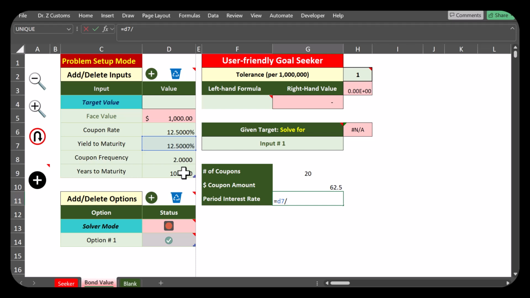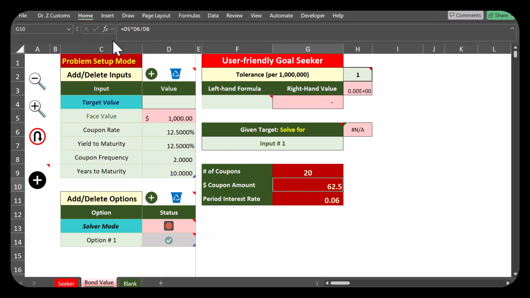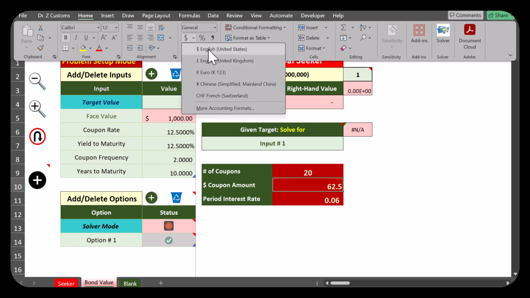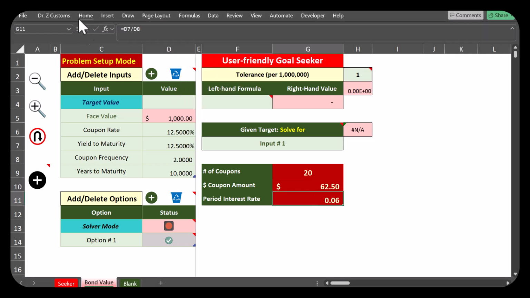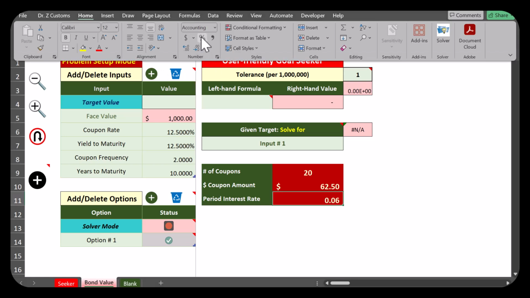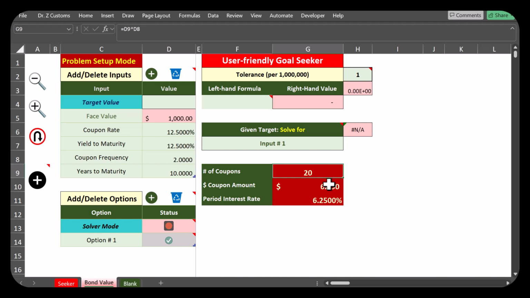Okay. I'm going to make these all red. That's going to be a dollar term. That's going to be percentage. And that's just going to be a regular number. So if this was a 5-year bond, I have 10 of those. Or if this was a 5-year bond, quarterly, so on and so forth, right?